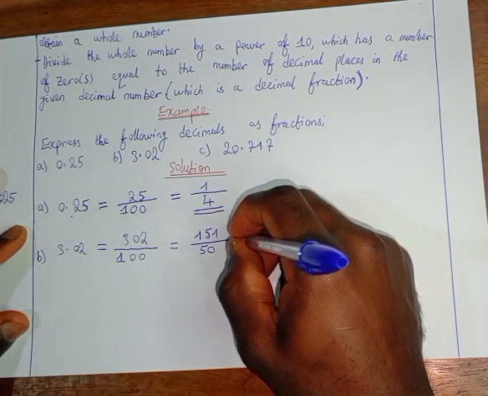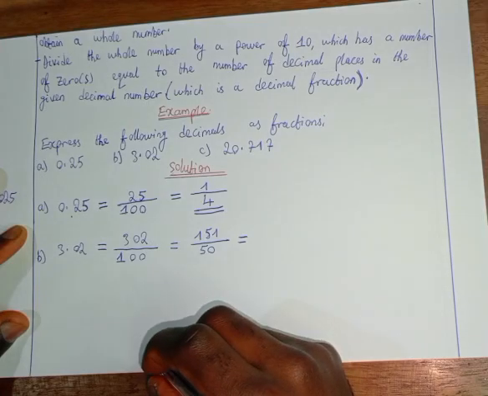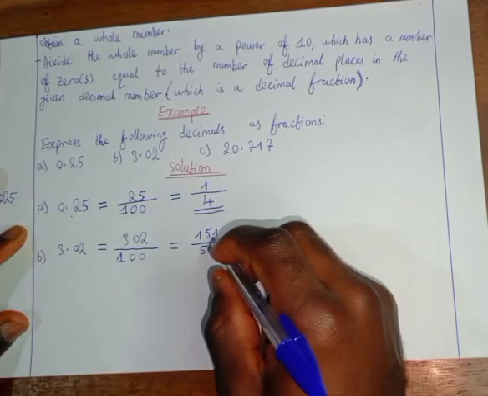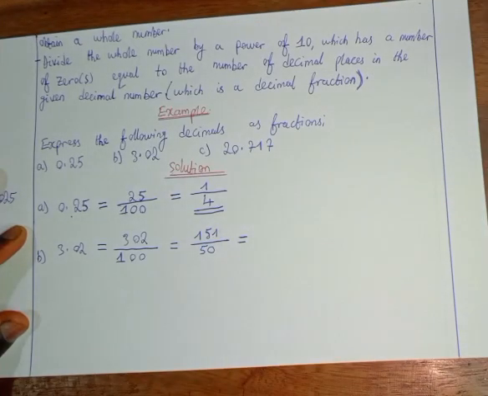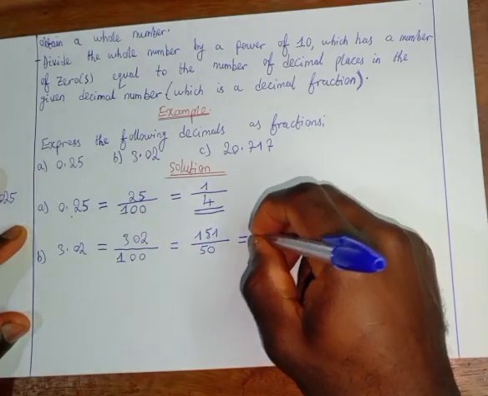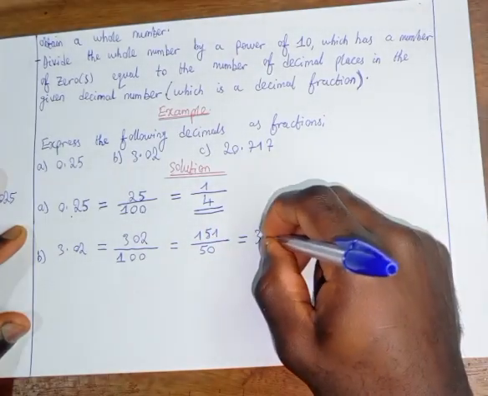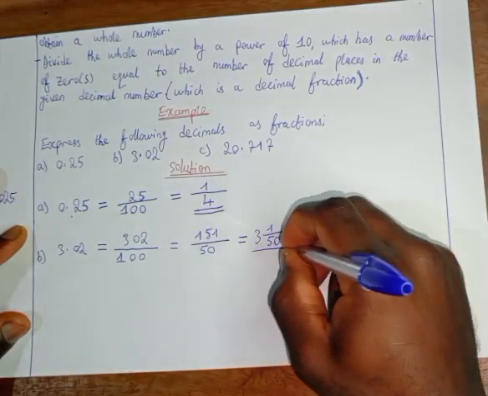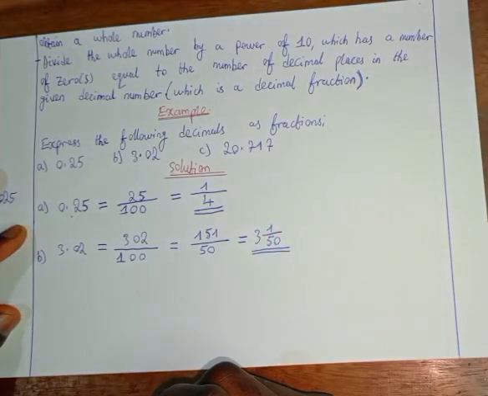We can express this as a mixed fraction. You see that the numerator 151 is bigger than the denominator. 151 divided by 50 gives us a whole number part of 3, remainder 1. This will give us 3 and 1 over 50.